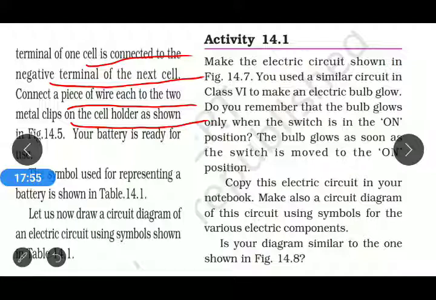Now we are going to the next activity, in which we will see how we can make an electrical circuit. In your previous class we have learned about circuits, but now how are we able to represent them by their symbols? Like in your activity 14.1, we required some electrical components. What are the electrical components we required?